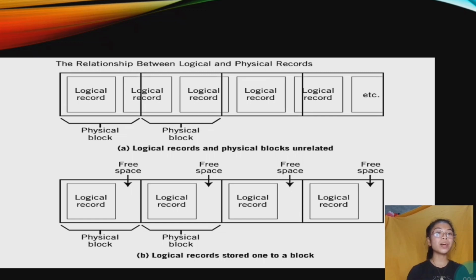The relationship between logical and physical records is shown in two illustrations. The first one is logical records and physical blocks unrelated. It shows that the file management system may pack the file into physical blocks without regard to the logical records. And the second one is the logical records stored one to a block. It shows that the file management system may attempt to maintain some relationship between the logical records and physical blocks.